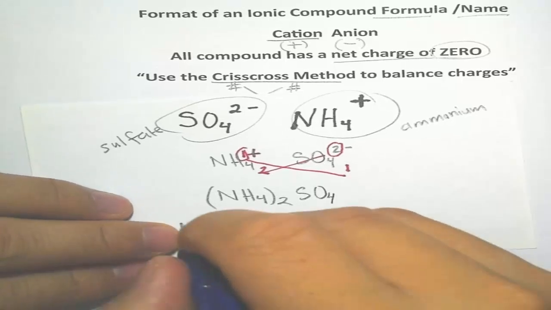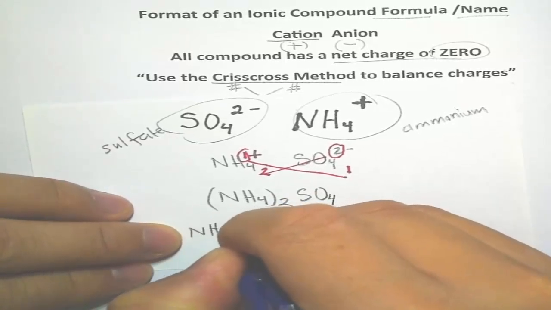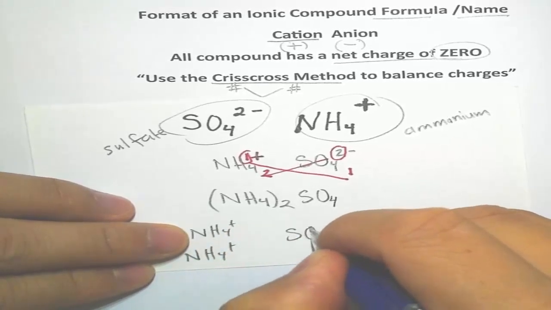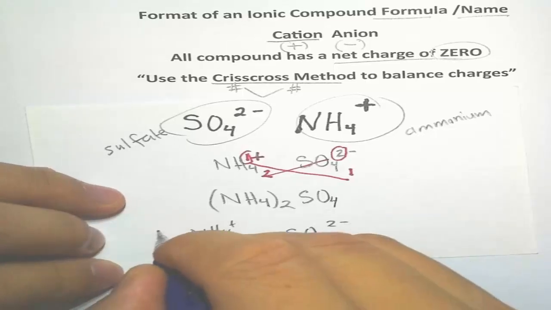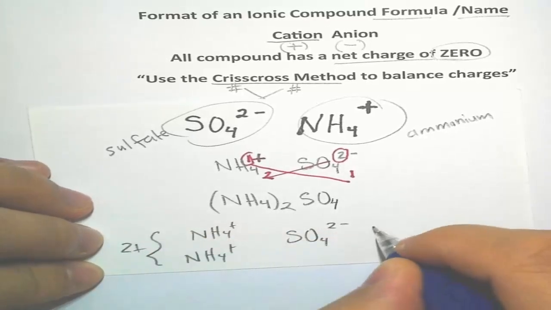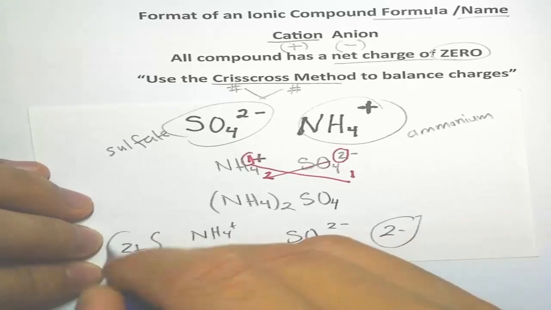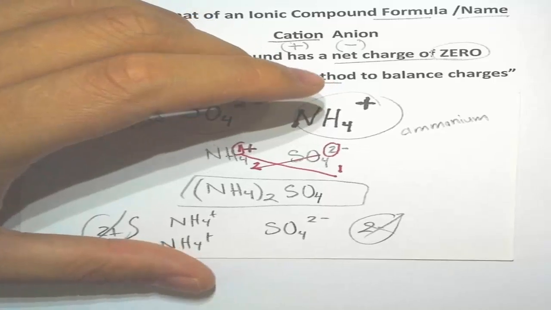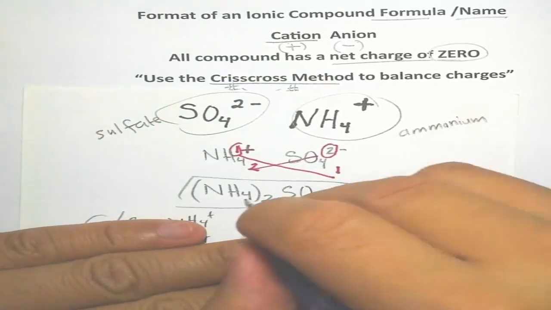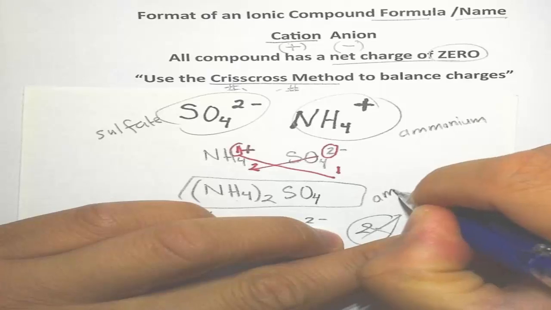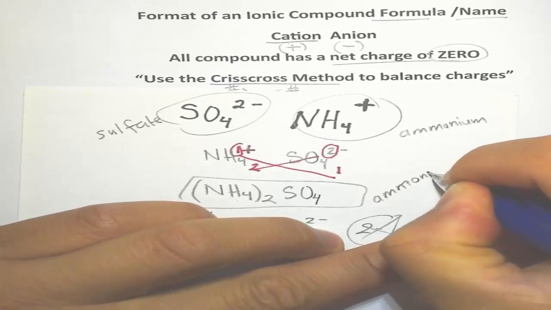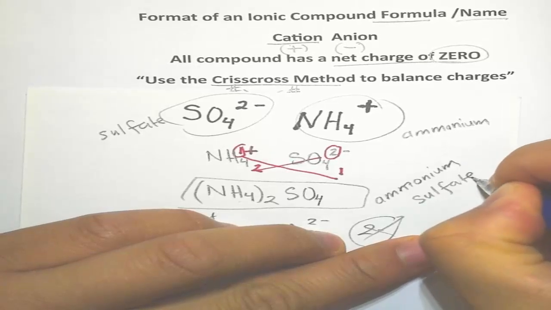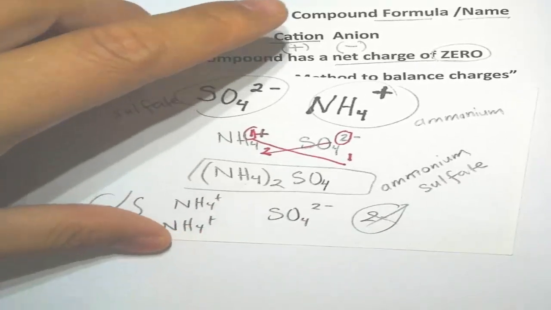So let's check our work. 2 ammonium, which is NH4 plus, and sulfate is just 1 SO4 2 minus. And notice how the positive is 2 plus and the minus is 2 minus, so they cancel each other out. And there you go, we have our chemical formula. And what is the name of this? Extremely easy. We just take the name of the cation, which is ammonium, followed by the anion, which is sulfate. And that's all we have to do.